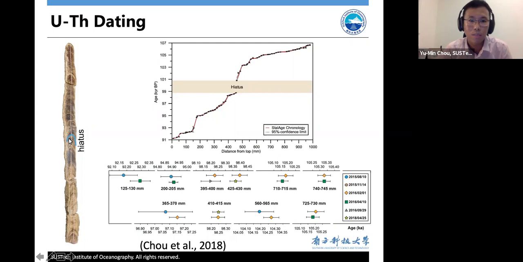So if you want to improve your chronology, the time resolution of your sample, it's better for you to select more dating points for your uranium dating. Although it spends a lot of money and it's very expensive, I think it's worth it to do it.